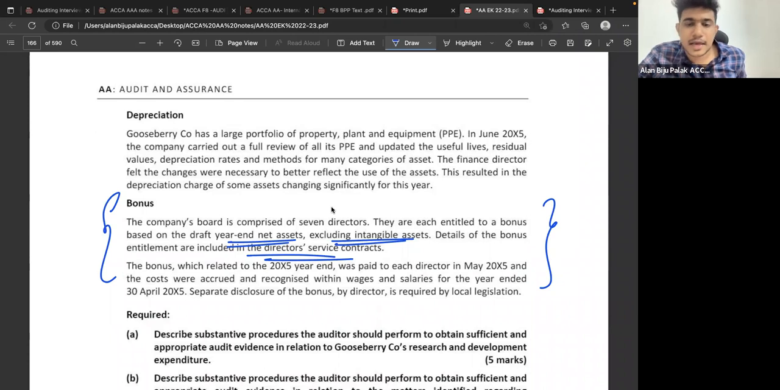Then, next they have mentioned that details of the bonus are included in the director's service contract. How can you ensure that? Whether details of the bonus are appropriately included in the service contract? Contract review. Yes, we can review the contract.